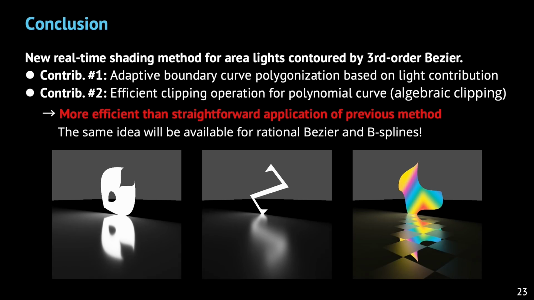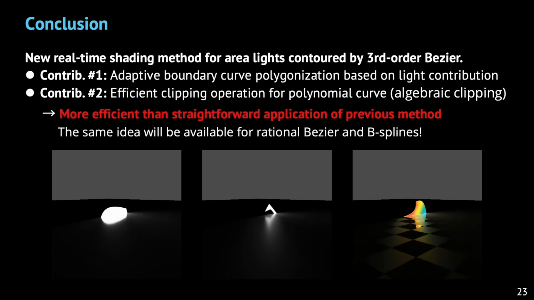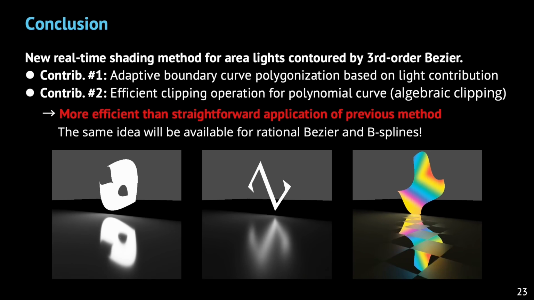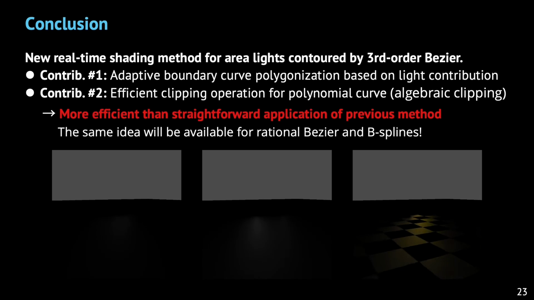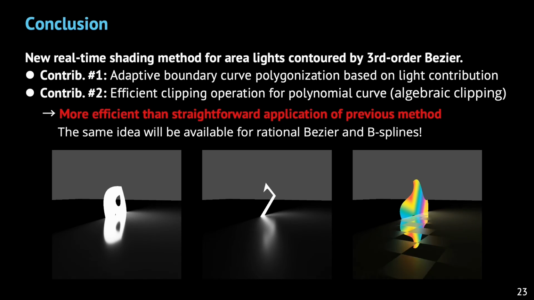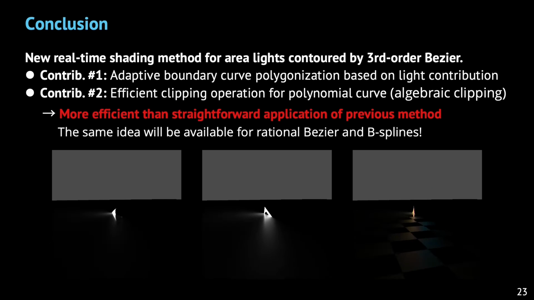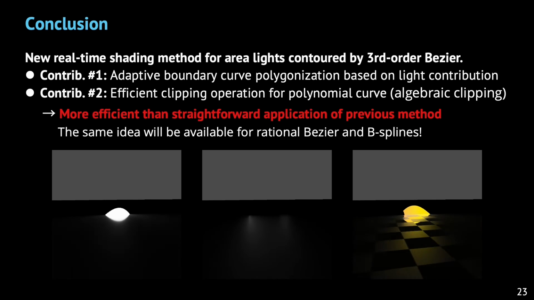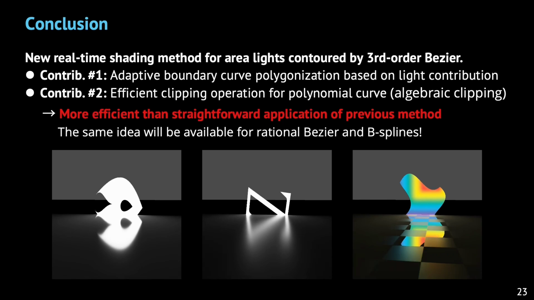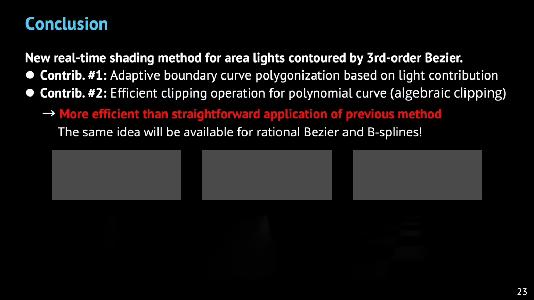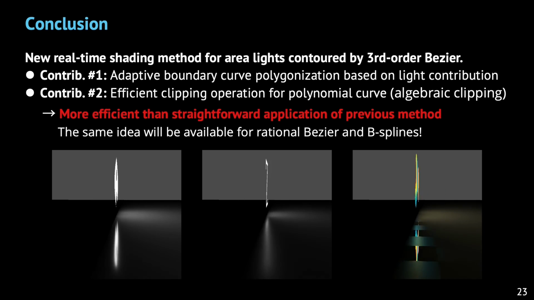Now, let me conclude my presentation by summarizing the contributions. In this research, we propose a new real-time shading method for area light whose boundary shape is defined by third-order Bézier curves. The proposed method is simple and based on several previous methods, but there are two technical contributions. First, we propose an adaptive boundary curve polygonization based on the classic Ramer-Douglas-Peucker algorithm, which takes care of the light contribution from a part of the area light. Second, we propose an efficient clipping operation that we refer to as the algebraic clipping, which is needed to extend the previous method for microfacet BRDF by Heitz et al.